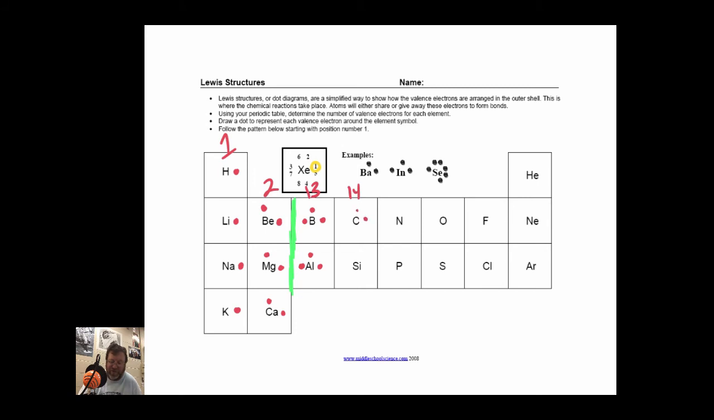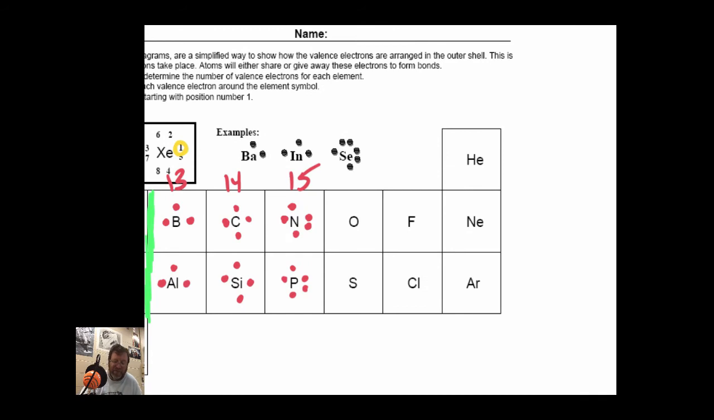Group 14 has 4 valence electrons, and you'll notice that I'm starting on the right and going counterclockwise. Group 15 has 5 valence electrons. Now I just ran out of space. I did 1, 2, 3, 4 around, and now I start pairing them up as needed. So everything in group 15 is going to look like that. Group 16 has 6 valence electrons. So 1, 2, 3, 4, 5, 6.